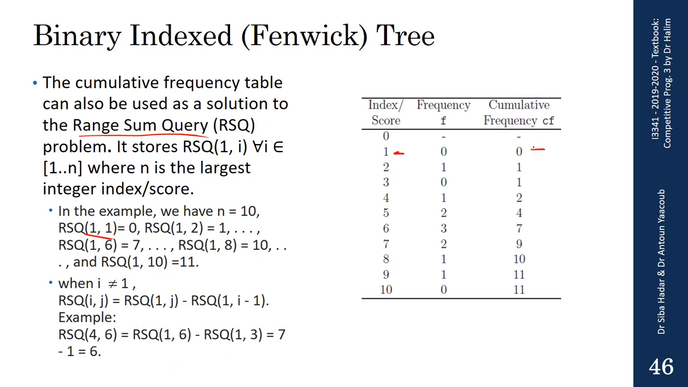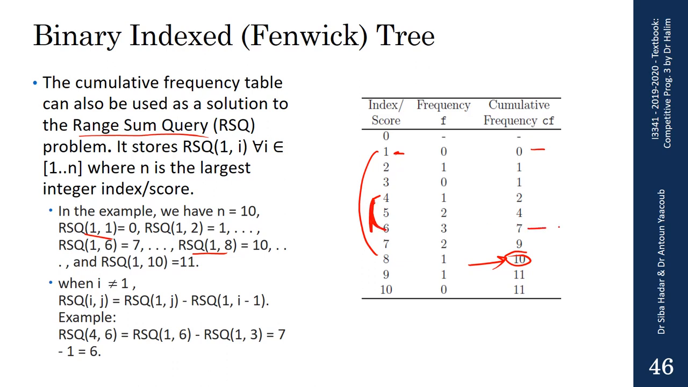The range sum query between 1 and 8 will be equal to 10. So we just look at 10. Range sum query is the sum of frequencies between 1 and 8. Whenever I need to find a range sum query, for example between 4 and 6, it's easy.